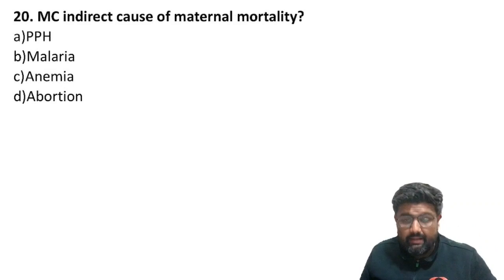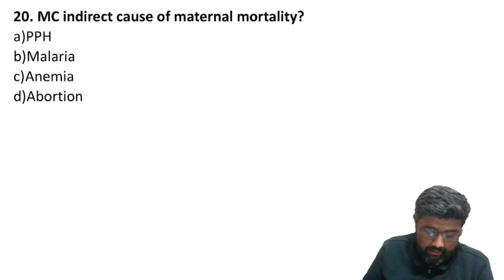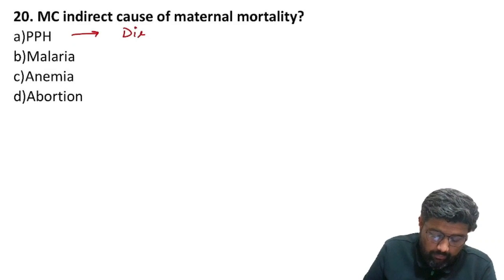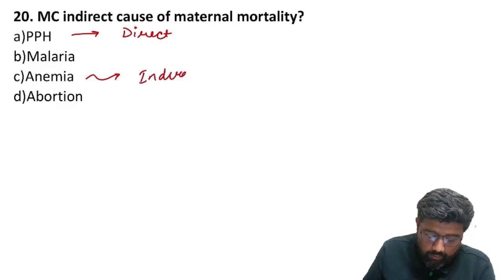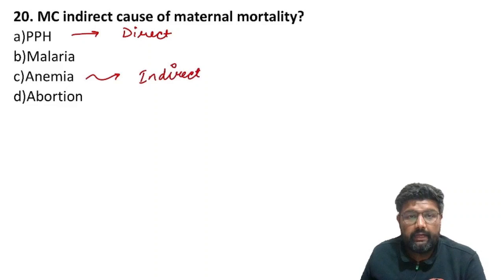Most common indirect cause of maternal mortality. PPH is the most common direct cause. Anemia is the most common indirect cause. Right? So here the correct answer is option C.